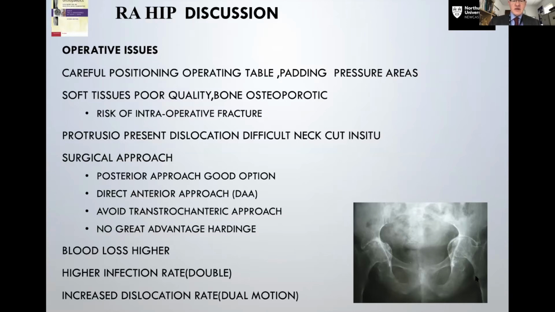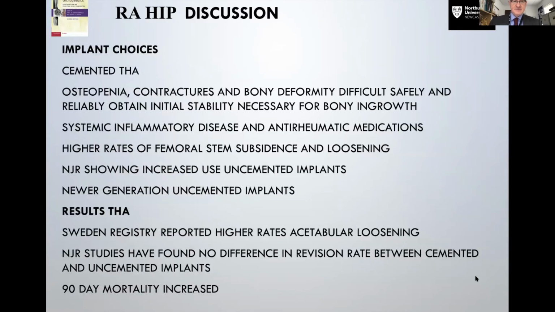The blood loss in these patients is higher due to the inflammation of the disease process. There's a higher infection rate, which has been estimated at around double the standard rate, and there's an increased dislocation rate. In this situation, have a think about what implant you want to use. Dual mobility is a good option, or you may want to consider using a bigger head size.